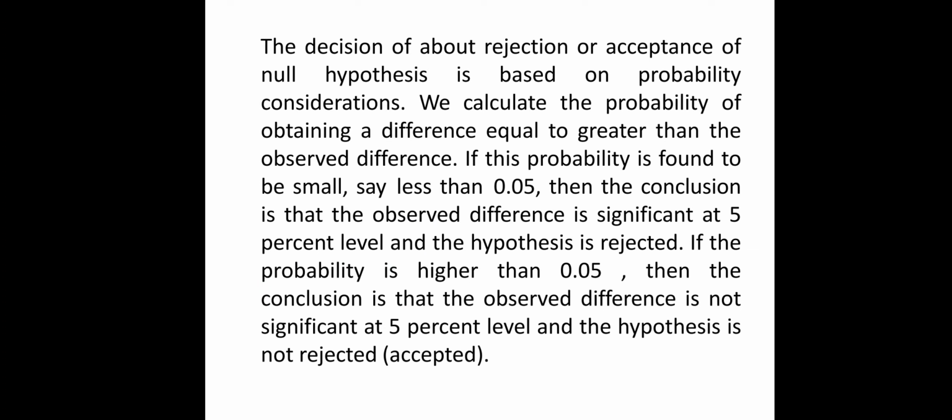So the theory behind the acceptance or rejection lies here: whenever the probability becomes greater than 0.05, it falls under the acceptance region. Whenever it becomes smaller than 0.05, it falls under the rejection region.